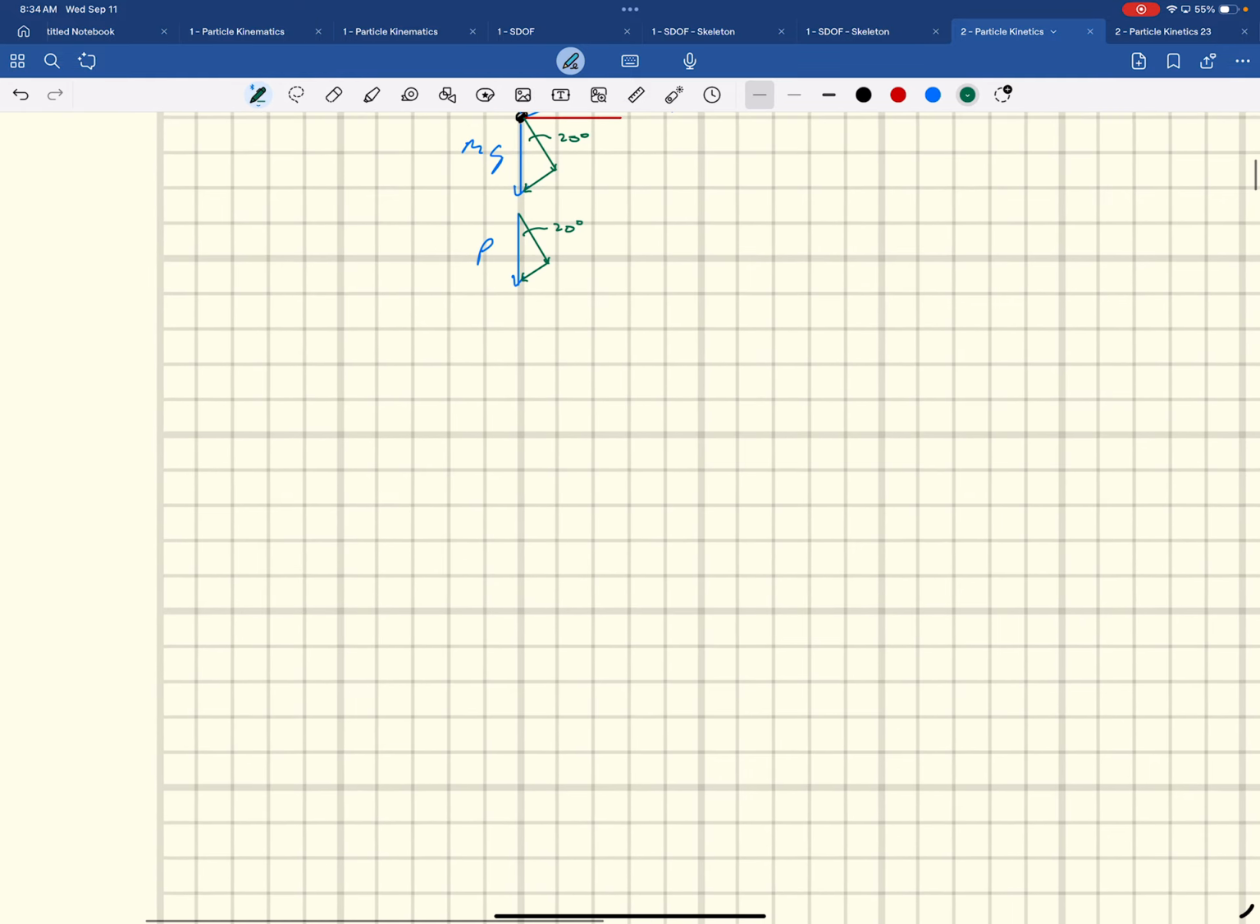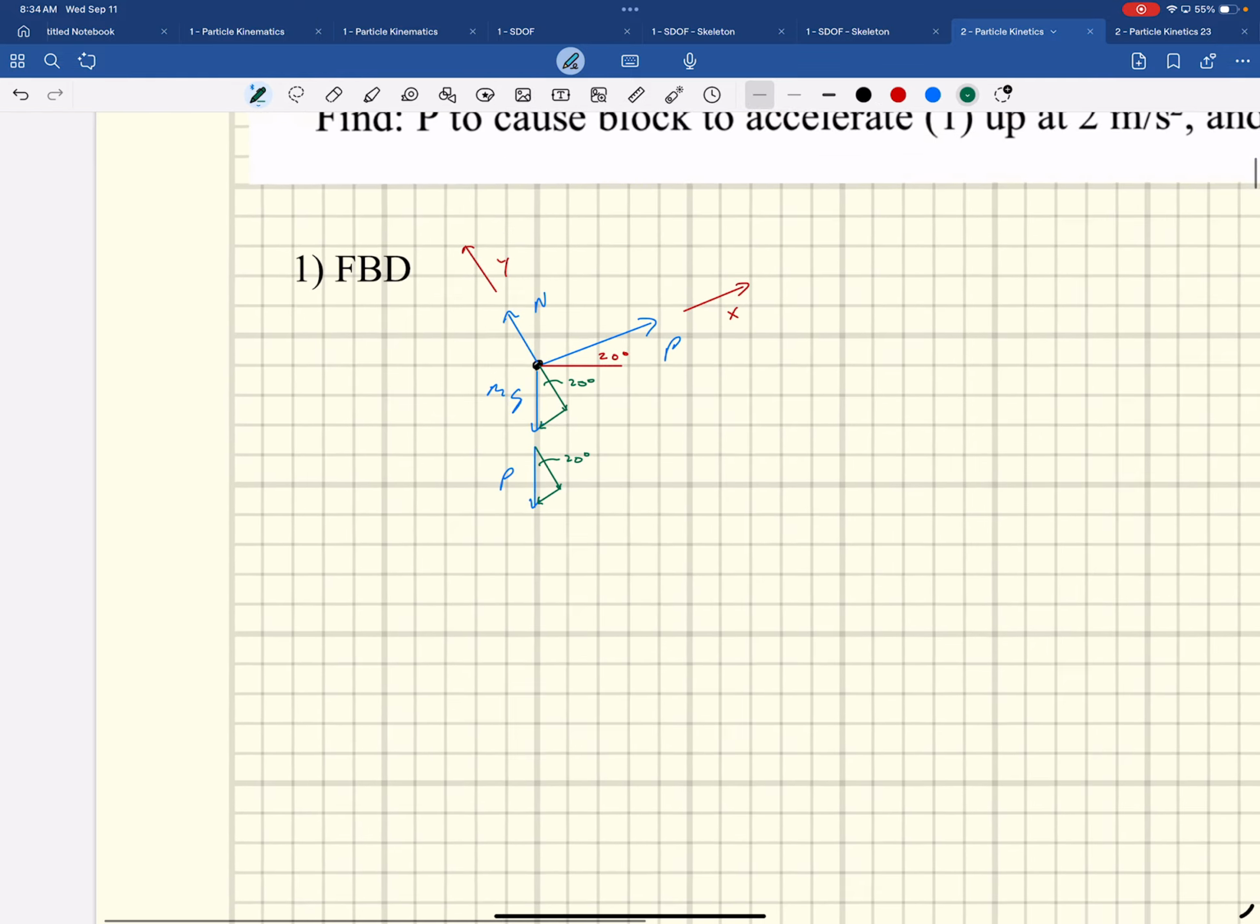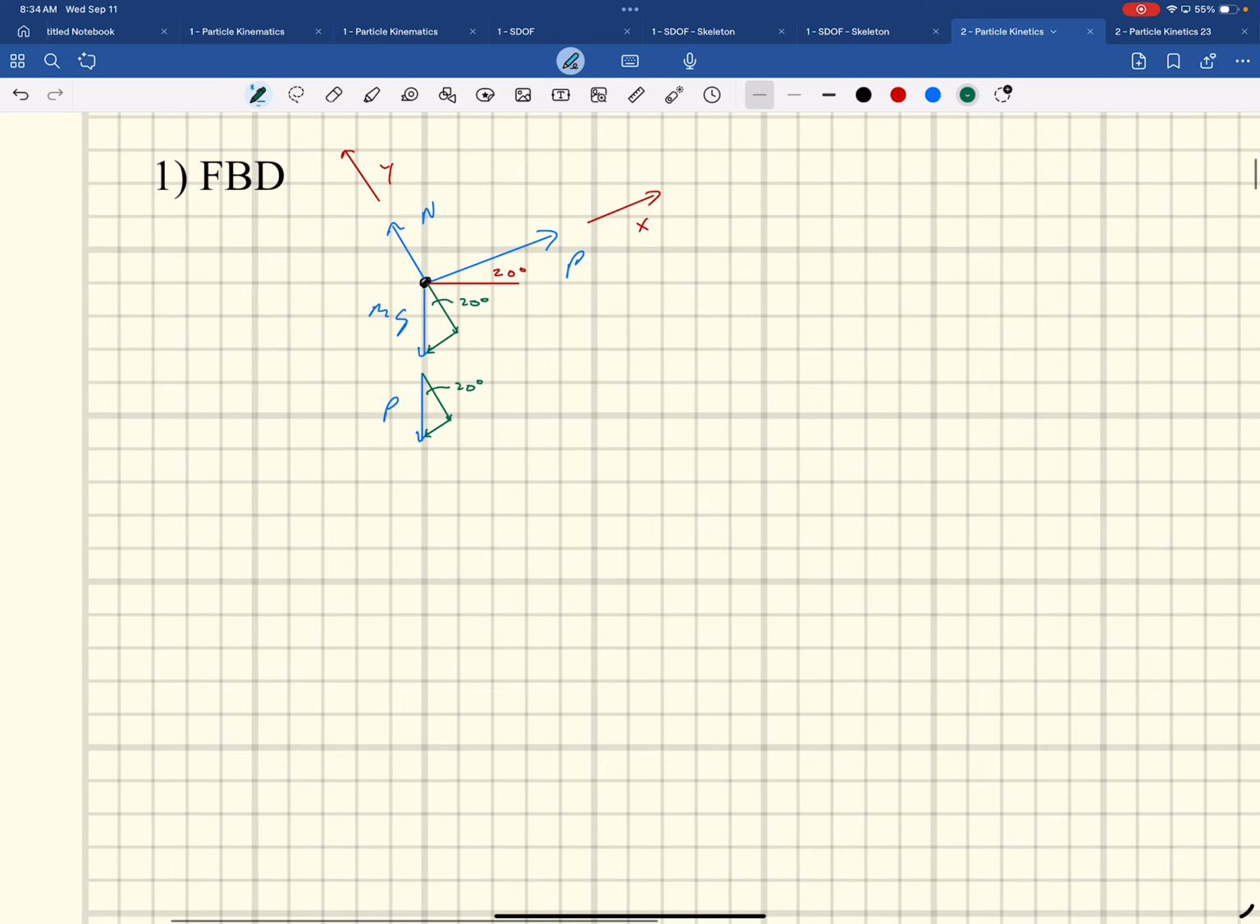So let's go now to equations of motion. We drew that, and now we write out our equations of motion.